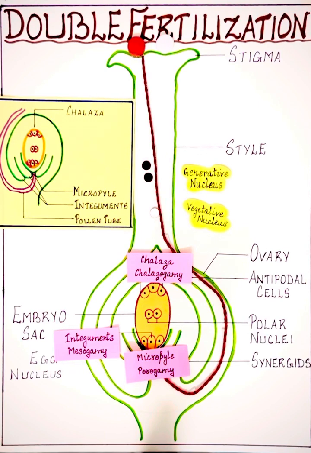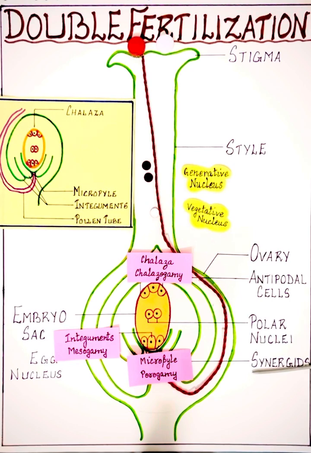Now, if we talk about the entry of the male gametes inside the embryo sac through the micropylar end, it occurs with the help of this vegetative nucleus, which facilitates the entry of the pollen tube inside the ovule. This embryo sac also has certain cells in it. The two types of cells are synergids and antipodal cells.